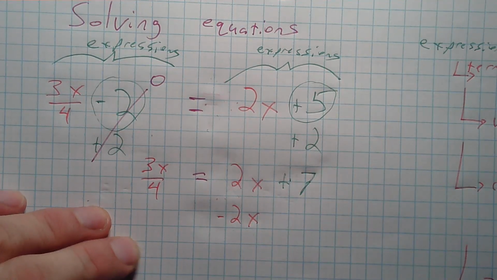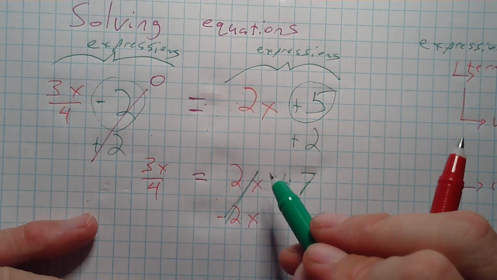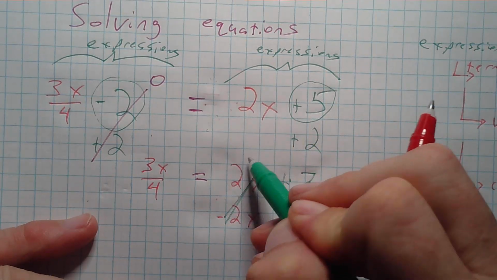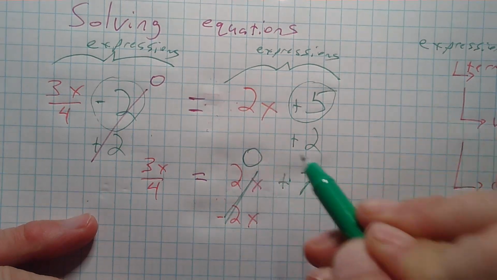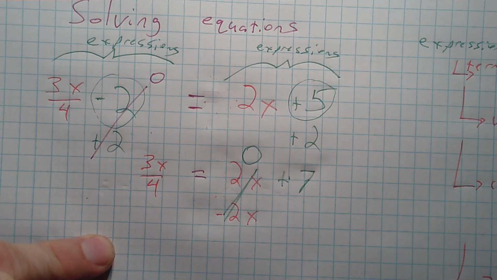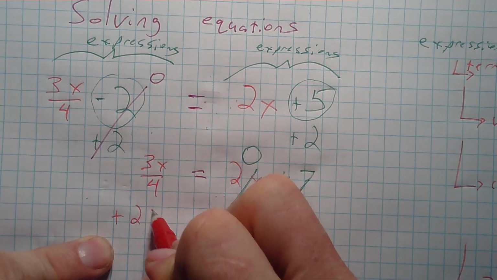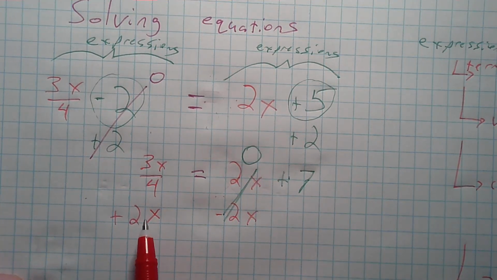So that's going to take care of my 2x. So 2x combined with negative 2x is 0x, so just 0. But I still have to add 2x to this side to make it balanced. So 2x to this side.